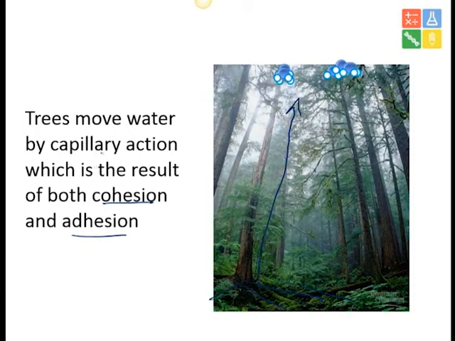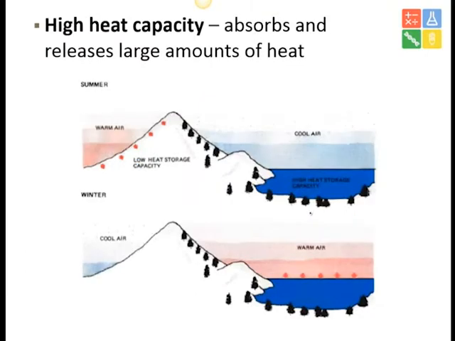So again, capillary action. Another property of water is the high heat capacity, or high specific heat capacity. So water has a very good ability to absorb large amounts of heat without changing its temperature very much. Or in other words, water requires a lot of energy for it to change its temperature. So it has a very good moderating effect if we have a large body of water near land.